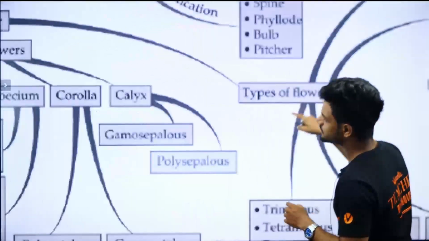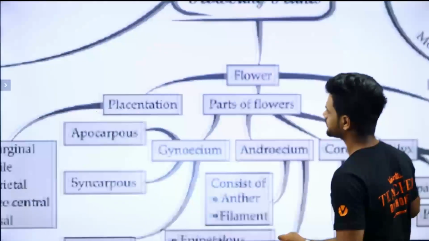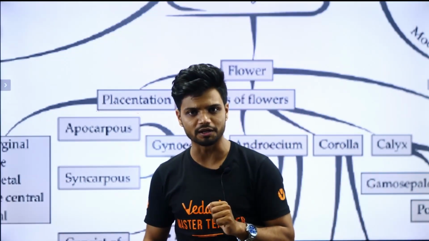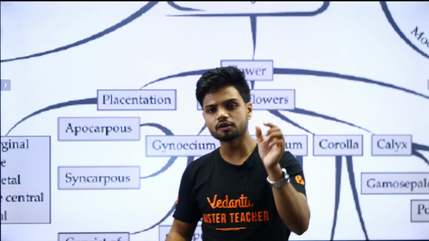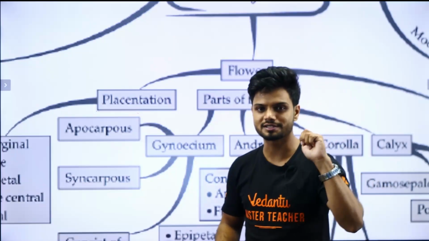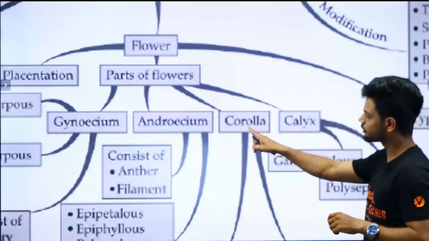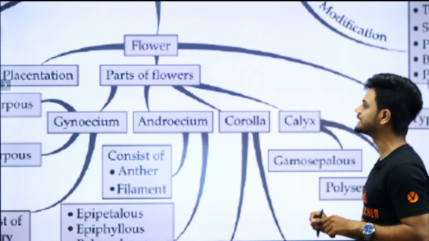Next thing we need to understand is the flower. Very, very important. That is, a flower is the reproductive unit of a plant. Yes, reproductive unit. If you look at a flower, there are four main whorls. That is, the outermost whorl is called as calyx. Then we have corolla, androecium and gynoecium.